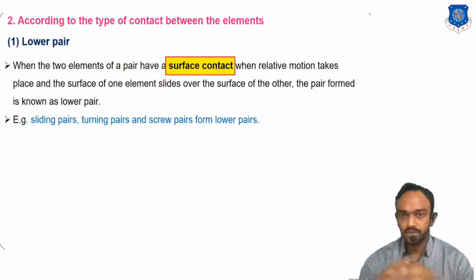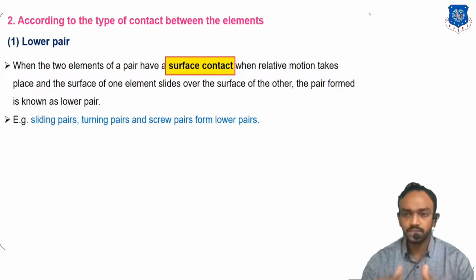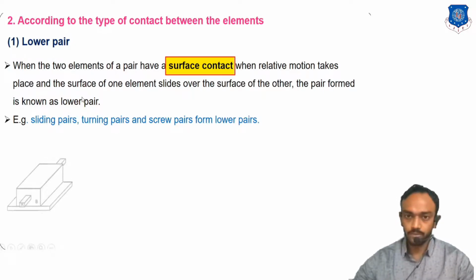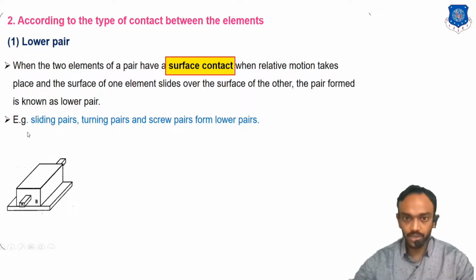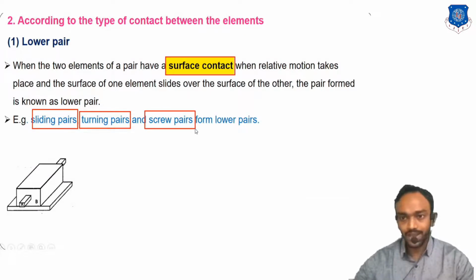Let's start with our second criterion of classification, according to the type of contact between the elements. Means which type of contact is there between two surfaces. So first is a lower pair. Two elements of a pair have a surface contact, means two surfaces are in contact when the relative motion takes place, then it is known as a lower pair. So the examples are all the pairs which we have studied: sliding pair, turning pair, screw pair. All examples of these three pairs can be considered as lower pairs.